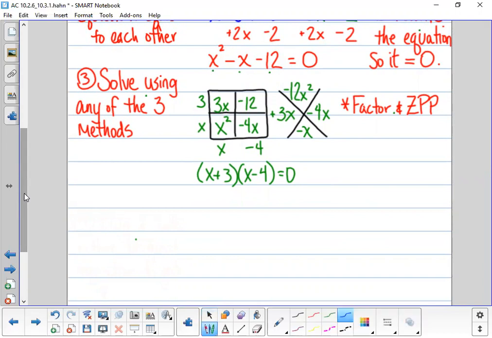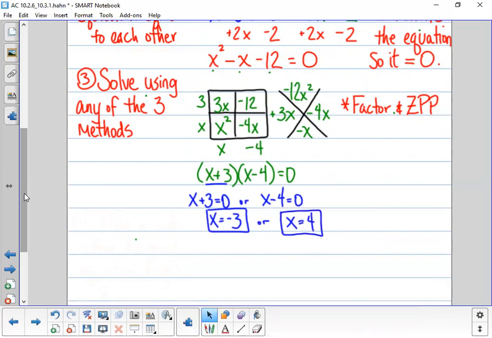Now the 0 product property part is saying, okay, x plus 3 might equal 0, or x minus 4 might equal 0. So to solve this, I would subtract 3 from both sides, and I would get x equals negative 3. So there's one of my x's. Add 4 to both sides to get rid of the negative 4, and I would get x equals 4. So there's my other x.